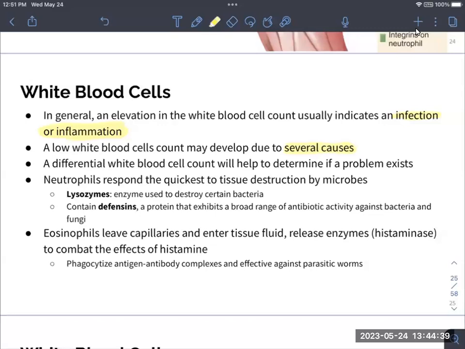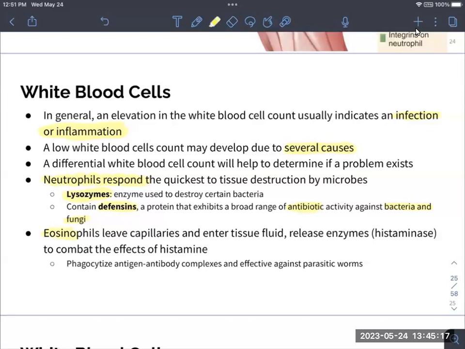Neutrophils are the fastest out of the 5 types of white blood cells. They're the fastest to respond to something. They use lysozymes, which is another type of enzyme, to help kill off bacteria. They also have what are known as defensins. They work like antibiotics because they're going to help us get rid of any bacteria or fungi that is found in our system.